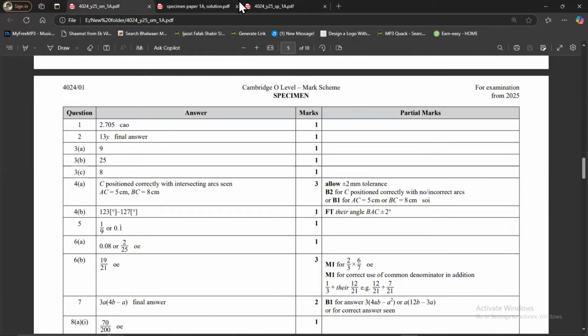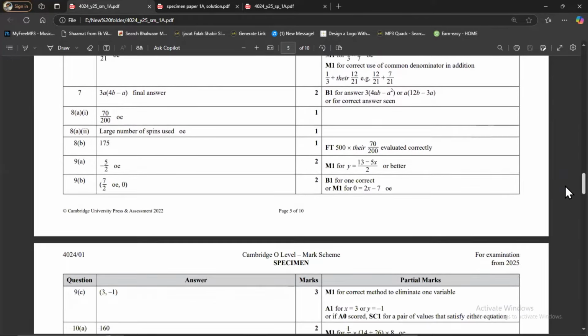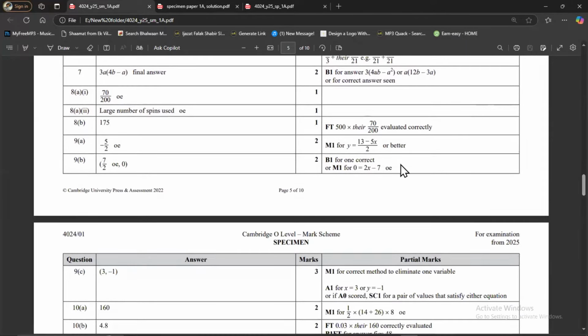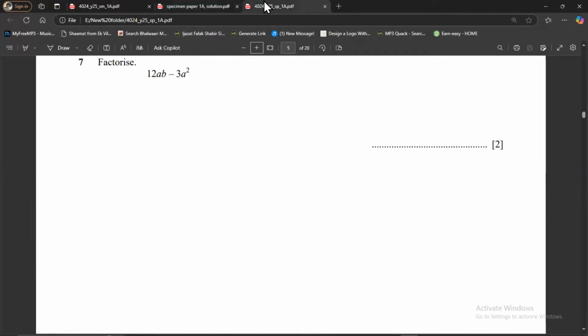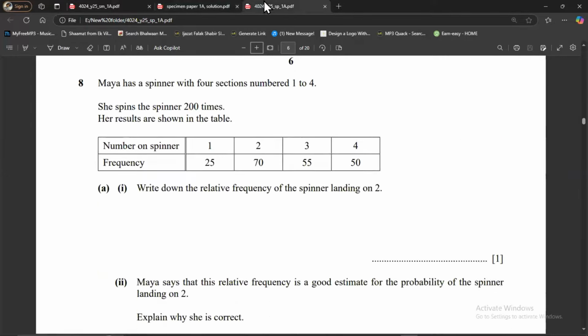So you can see our question number 7, the answer is right. And now we are going to the next question. This is how this has been done. The next question coming up on your screen is question number 8.